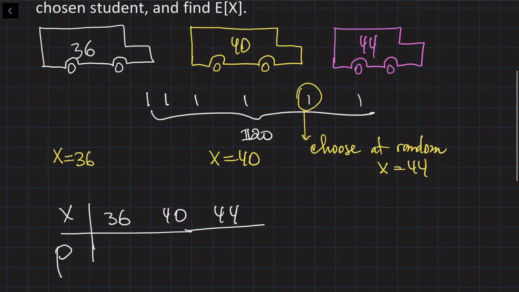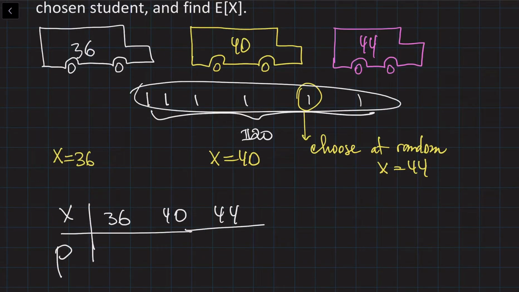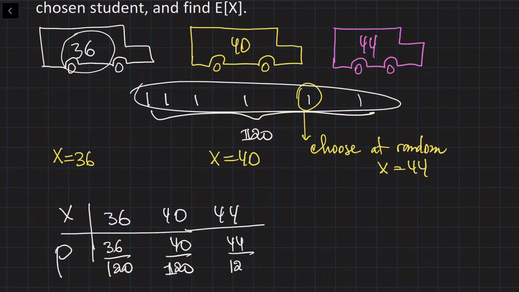There are 120 students all put together in one row. The probability that the student is from the first bus is the number of students in the first bus divided by the overall number of students. It's going to be 36 over 120. The probability that the student is from the second bus is going to be 40 divided by 120. And the probability that the student is from the third bus is going to be 44 divided by 120.